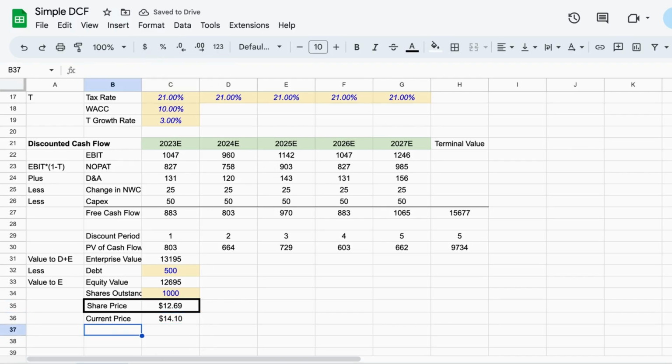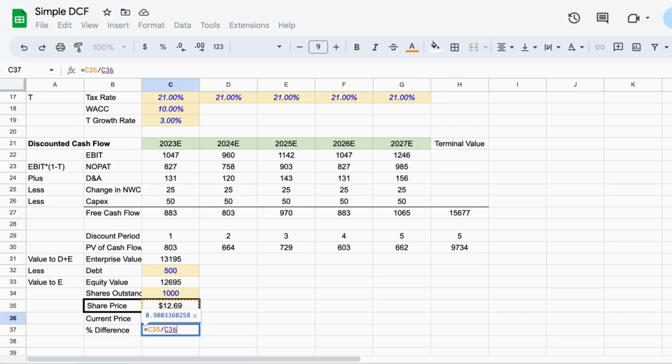Which means that percentage difference would be this over this minus 1. Share price, current price. So that means it is technically overvalued by like 9%. C35, C36. Yep.